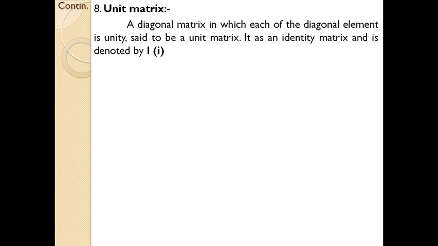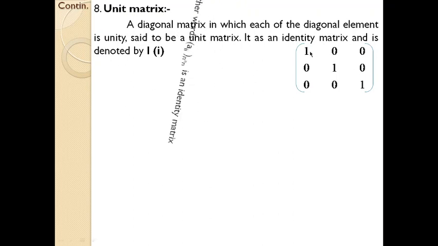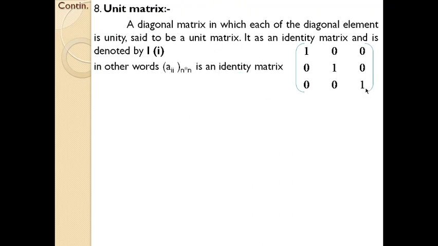Remember that part. So, this is an example of a diagonal matrix because it is a square matrix, where the number of rows and columns are equal, and see here the diagonal numbers, 1, 1, 1. This matrix is known as a unit matrix.